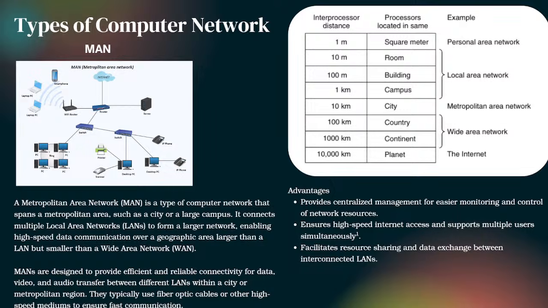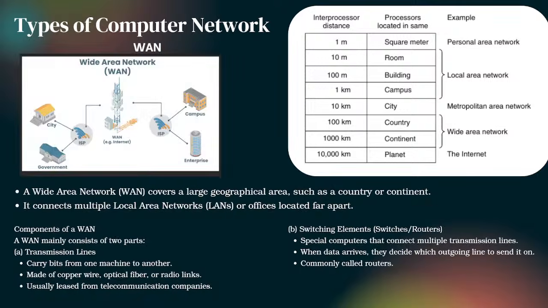Now next we can move to the next section, that is WAN. So WAN obviously provides a large geographical area such as a country or continent, as we already said. It connects multiple LANs or offices located far apart. Again, the components of WAN are transmission lines and switching elements. Switching elements can be considered as switches or routers. Okay, that is a switching element. After that, a WAN mainly consists of two parts.